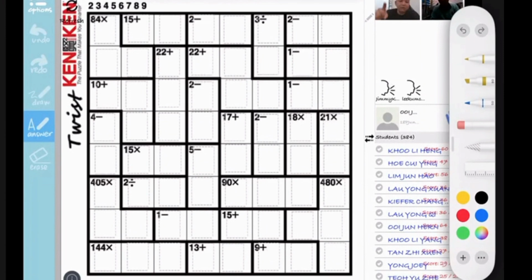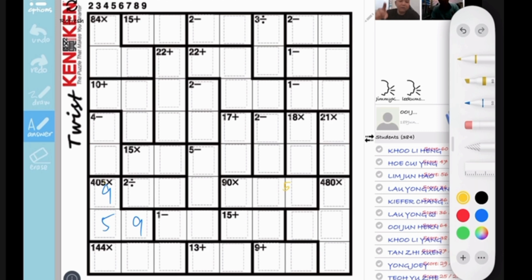Okay, first of all, for the 405 multiples here, the only possible numbers are 9, 9, and 5, so we can straight away fill in the numbers. And then for the 90 multiples here, there must be a 5 there because the result of the multiple ends with 0. Okay, so make a note here.